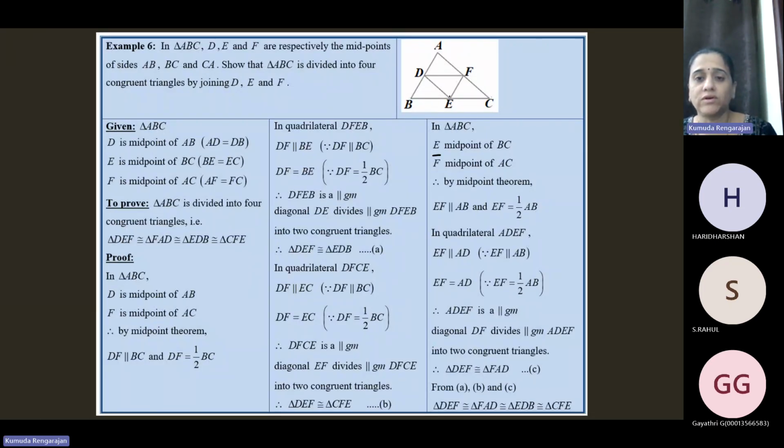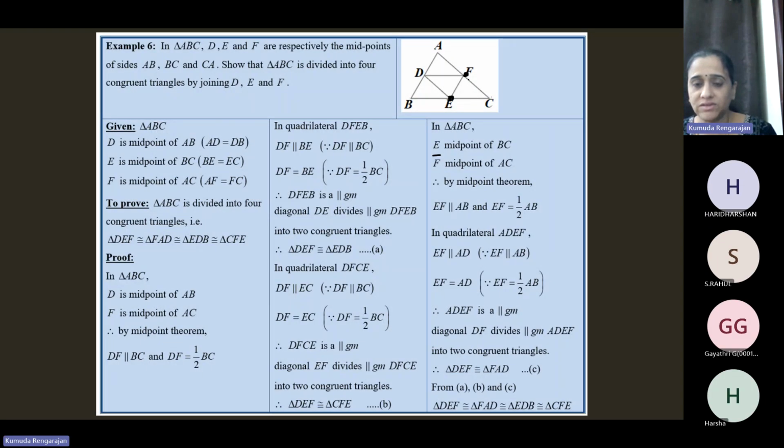So E is the midpoint of BC, F is the midpoint of AC. Which means EF is parallel to AB, and EF is equal to half of AB. Correct? Yes. So EF is equal to half AB means EF is equal to AD, and parallel also we got. So one pair of opposite sides is parallel and equal. Therefore, this one is a parallelogram, because by the midpoint theorem, we have this parallel to this and this equal to this.